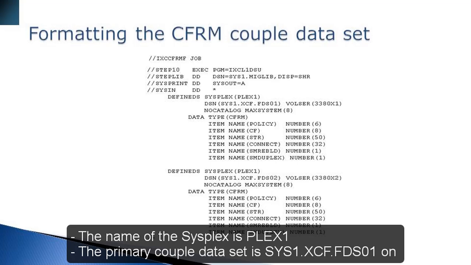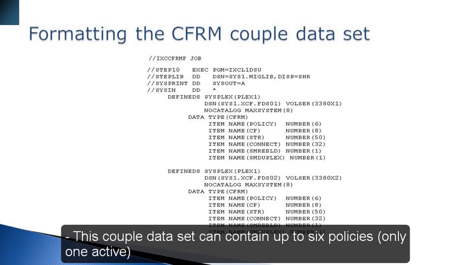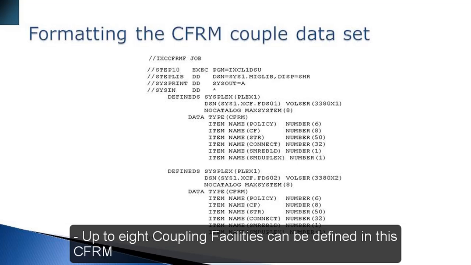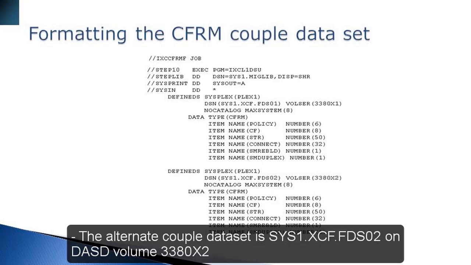The name of the Sysplex is Plex1. The primary couple dataset is on the dash volume. This is a CFRM couple dataset. This couple dataset can contain up to 6 policies, only one active. Up to 8 coupling facilities can be defined in this CFRM. Up to 50 structures can be defined in this couple dataset. Up to 32 systems can be attached to this couple dataset. The alternate couple dataset is on the dash volume.